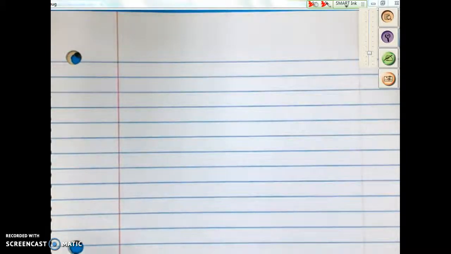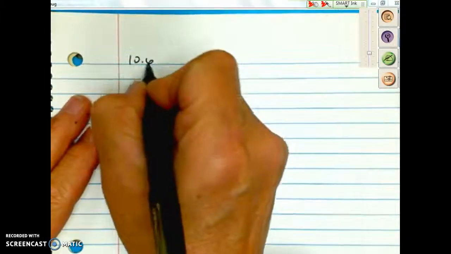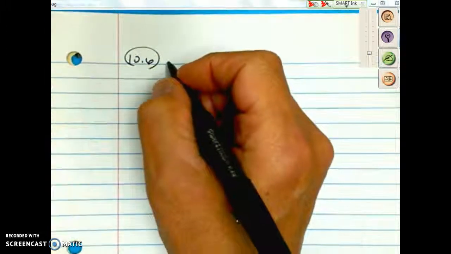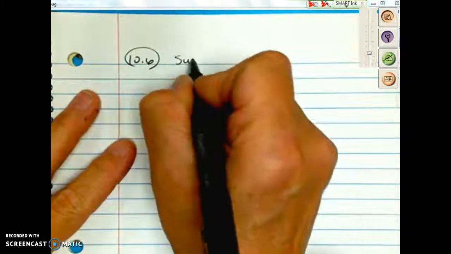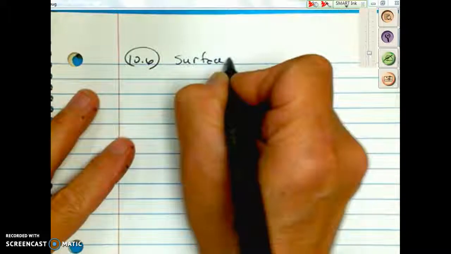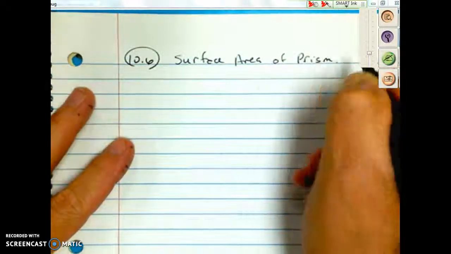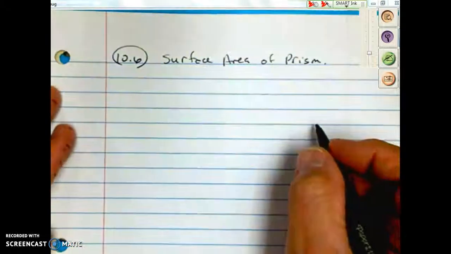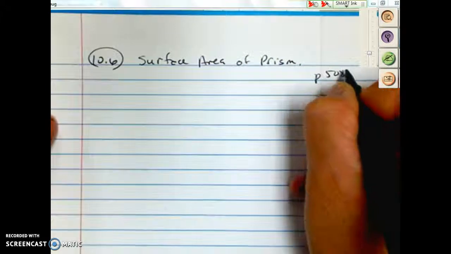Okay, we're going to begin our assignment for lesson 10.6, which is the surface area of a prism. So let's put that at the top, 10.6, surface area of a prism. And we're going to begin on page 508.